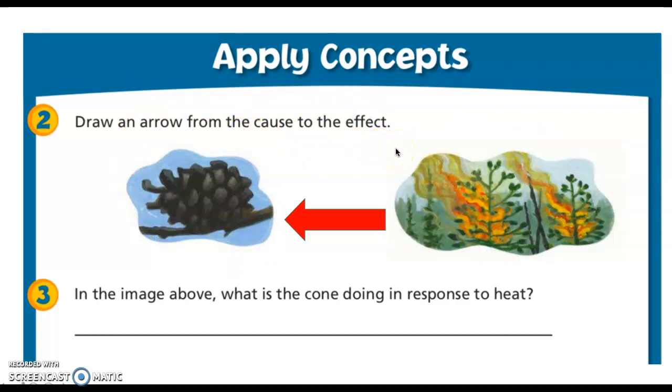Okay? So in the image above, what is the cone doing in response to heat? Who can tell me what the cone is doing in response to heat? Think about that. All right, let's see. The cone opens and releases its seeds in response to high heat. So the cone is dying from the forest fire, and so it's going to release its seeds so that if it dies, it can still reproduce.